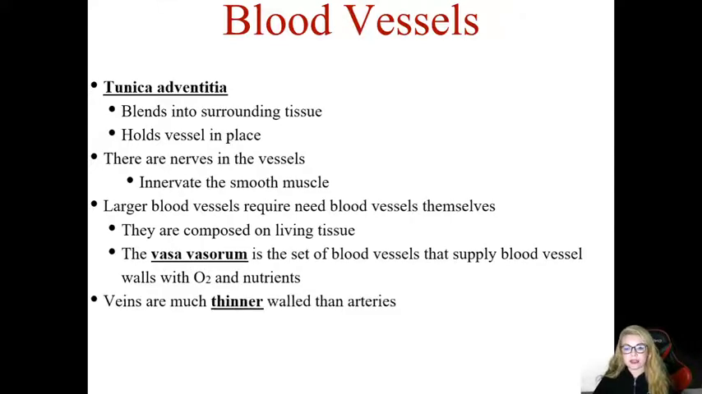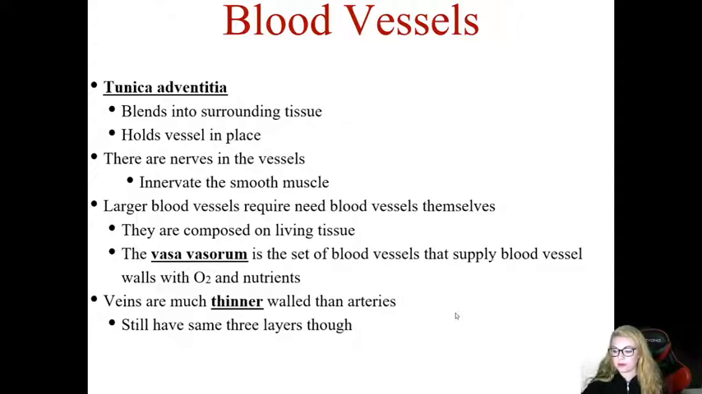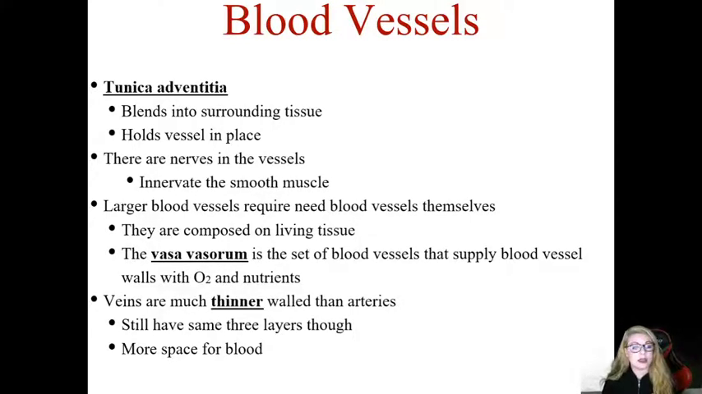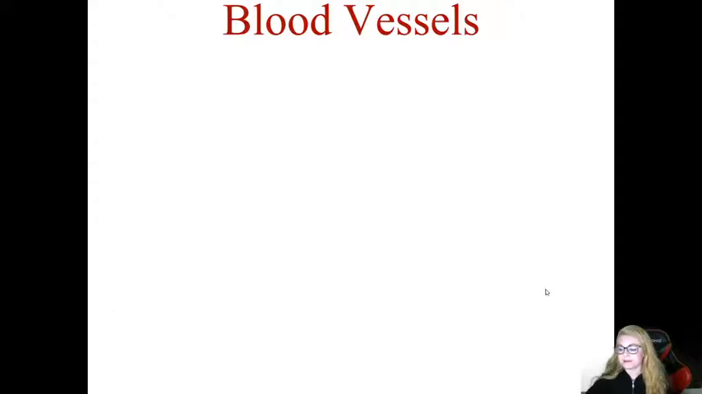Additionally, veins are much thinner walled than arteries. They still have the same three layers though. It's important that they do have the same three, but they are a lot thinner, and that allows for more space for the blood. Roughly two thirds of our body's blood is in veins at any given time, so the vast majority of our blood is in a vein throughout our body.